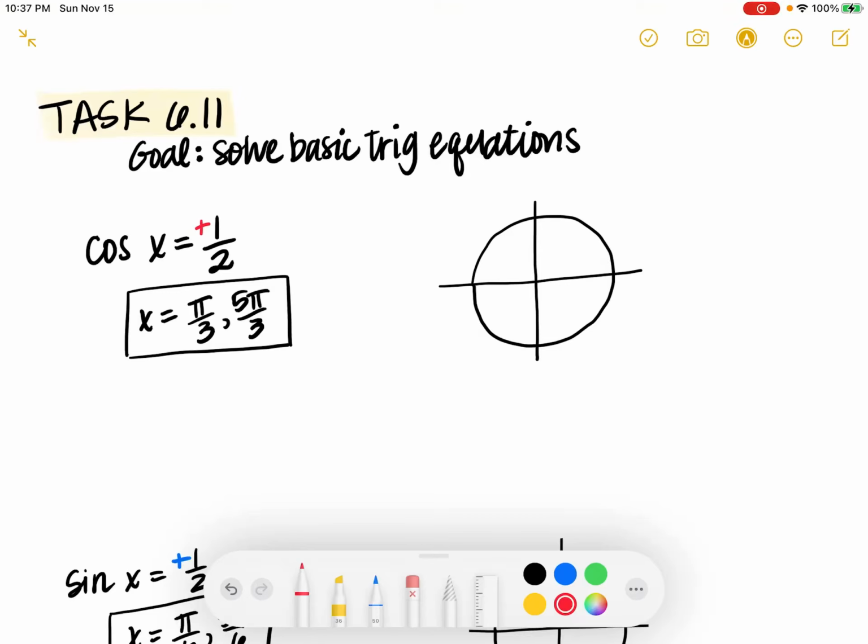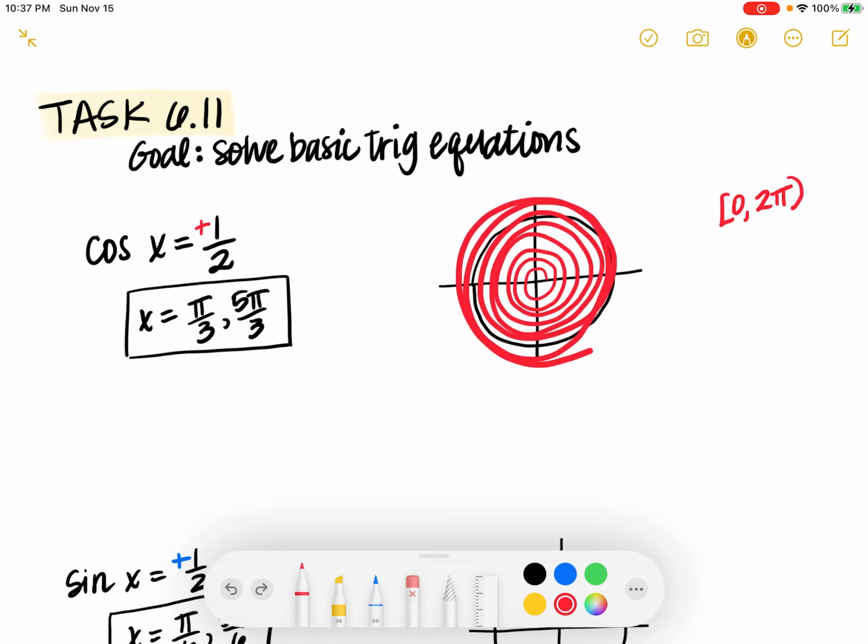So you've mastered solving basic trig equations, or at least you think you have. Up to this point, we've only been working with this domain of 0 to 2 pi, or just looking at the first rotation of the circle. But we know our circles are infinite. They don't just have one rotation of 360 or 2 pi. They can have an infinite number of rotations.